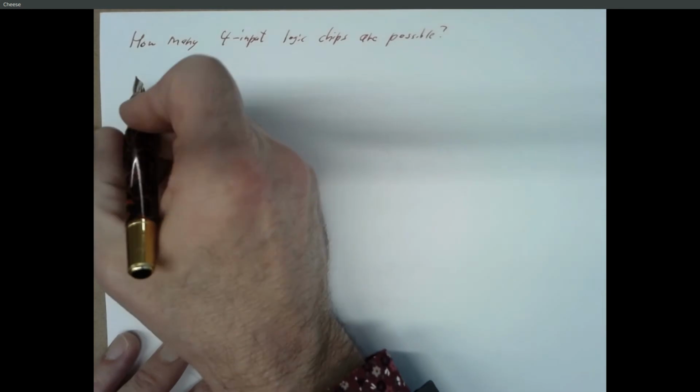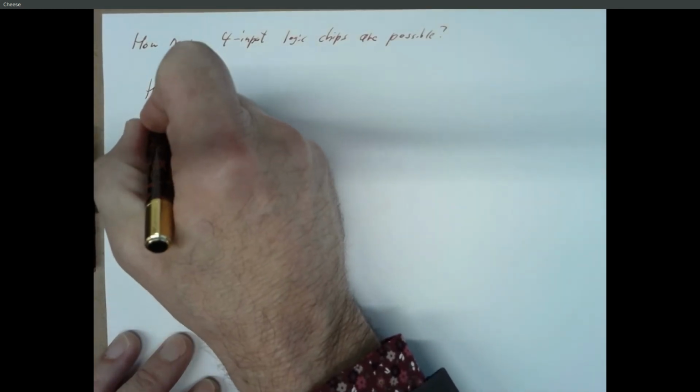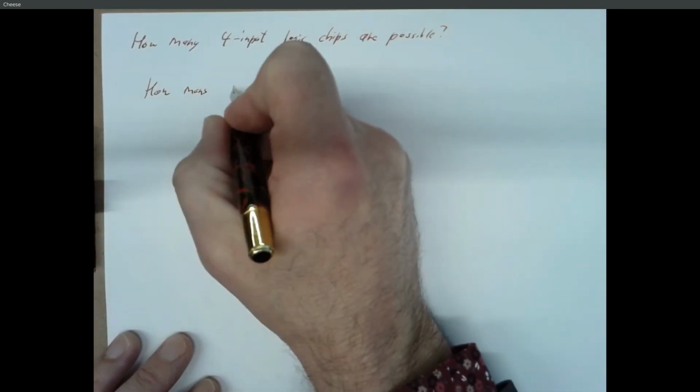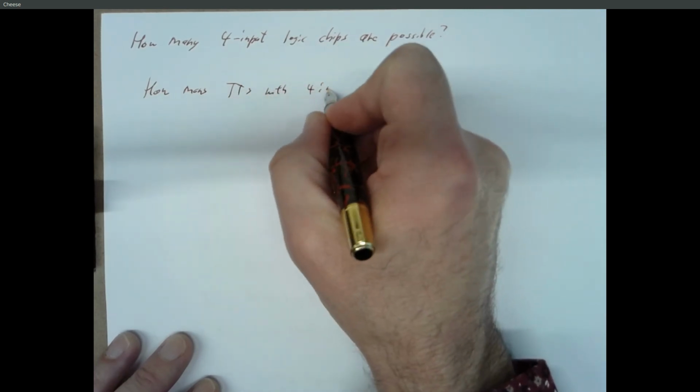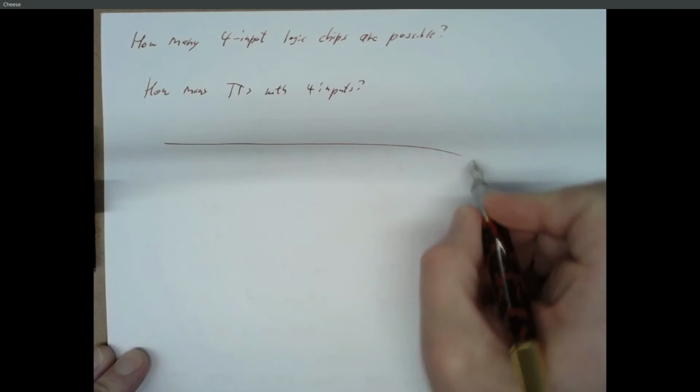Truth tables, right? So we can rephrase this as how many truth tables with 4 inputs. Because any particular logic function is characterized by a truth table, and any truth table characterizes a logic function. It's a one-to-one mapping. So if we know how many truth tables we can write with 4 inputs, that tells us how many 4-input gates we could have. So let's think about a truth table.